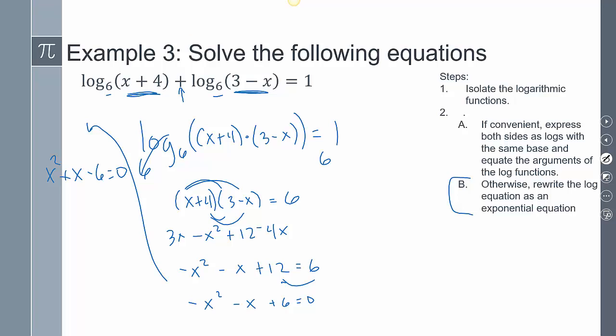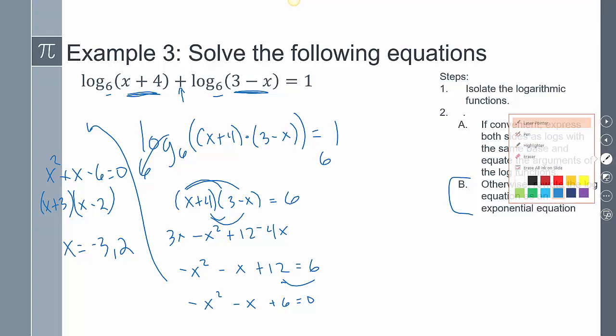So now factoring this, it's a quadratic equation, so I can try and factor it. That's going to give me x plus 3 and x minus 2. So my two values would be -3 and +2. So now checking to see if they work. Well, if I plug in the -3, I get -3 plus 4. Well, that's positive inside my log. 3 minus -3, that's also a positive inside my log. So it looks like that doesn't contradict my domain.